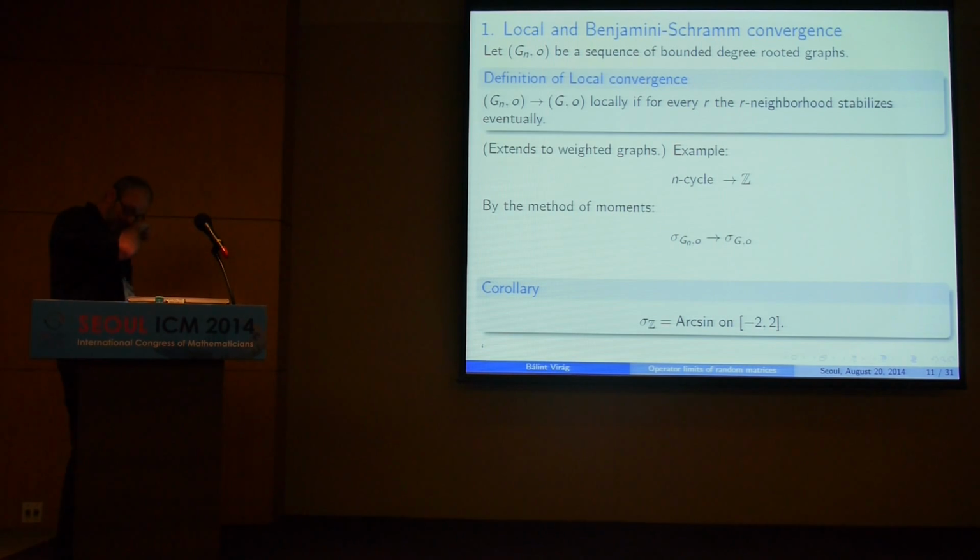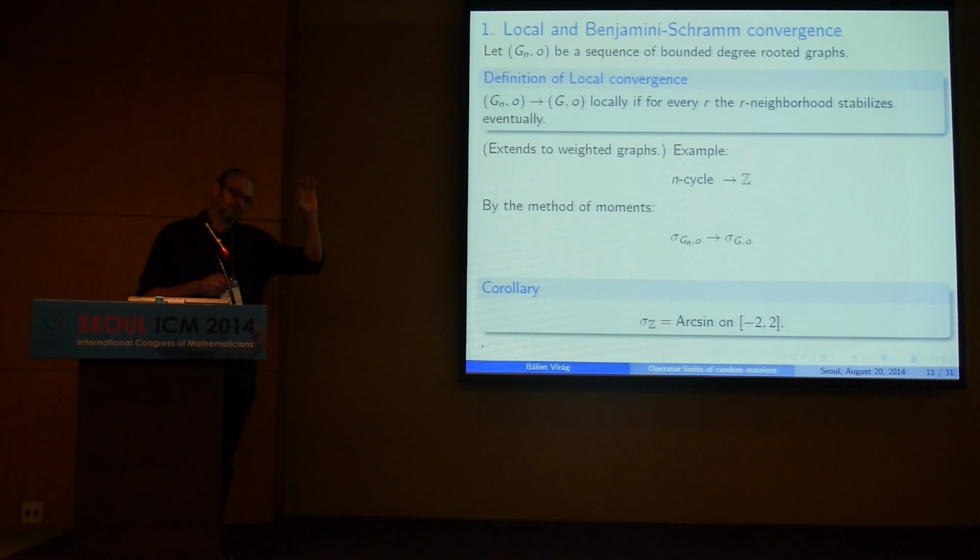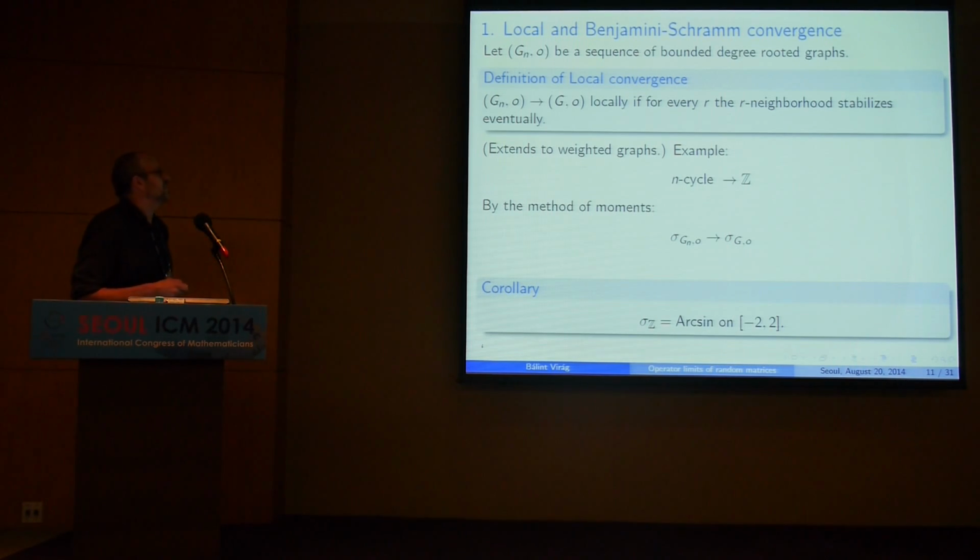Okay, so that's the spectral measure, and let me talk a little bit about Benjamini-Schramm convergence. We're looking at graphs that converge, and we're also looking at their spectra, and by that I mean the spectra of the adjacency matrix. There is a 1 in the matrix if the corresponding two vertices are connected by an edge. This is going to be our first example of operator convergence.